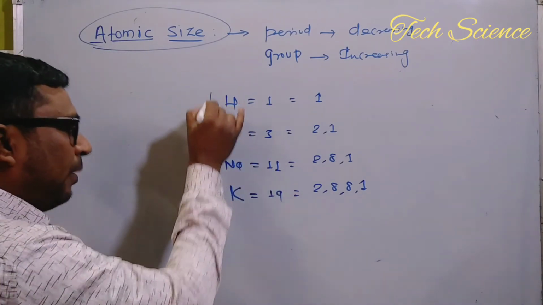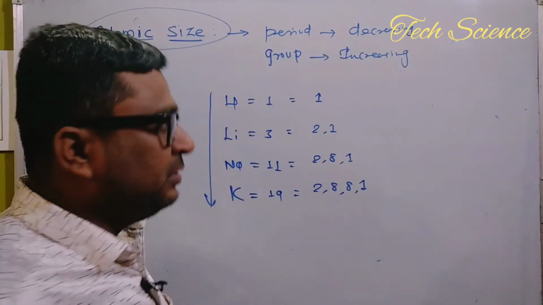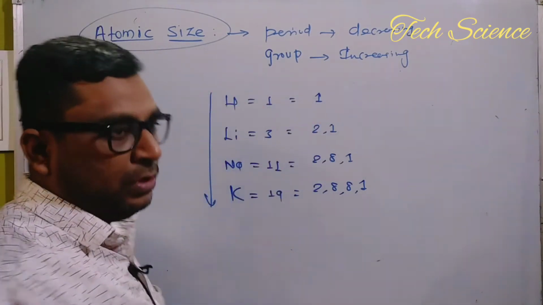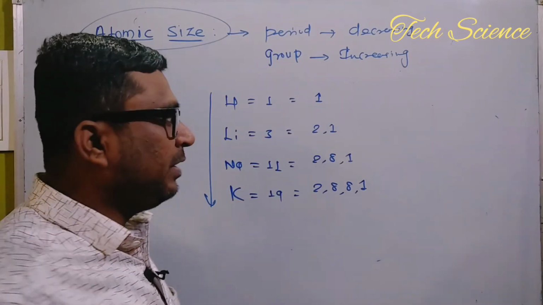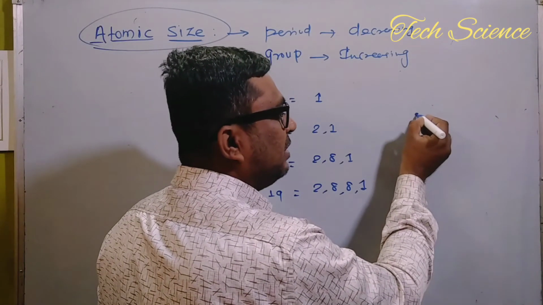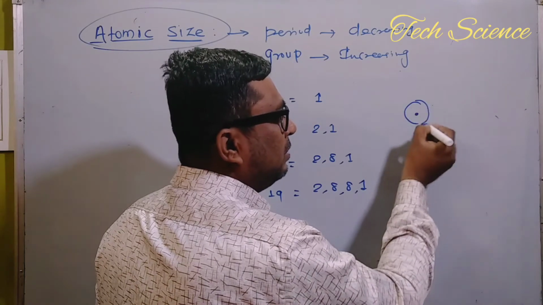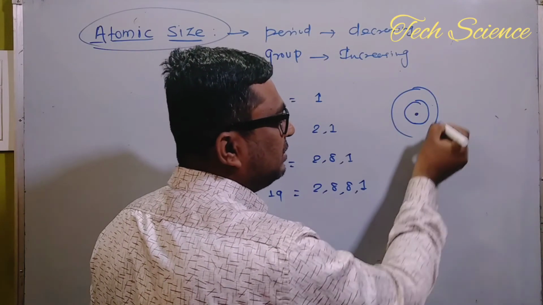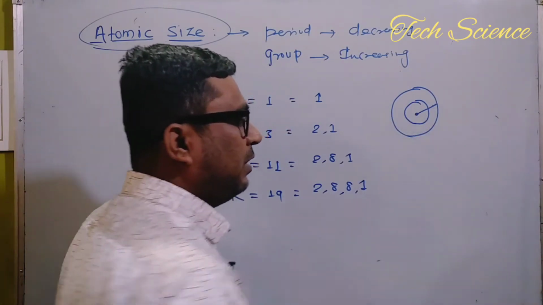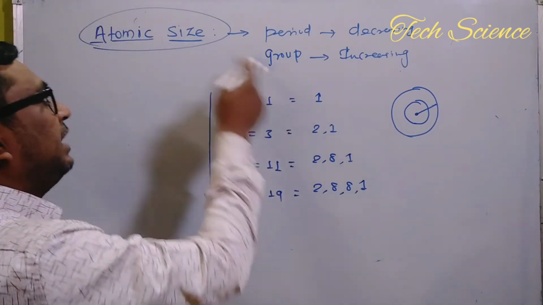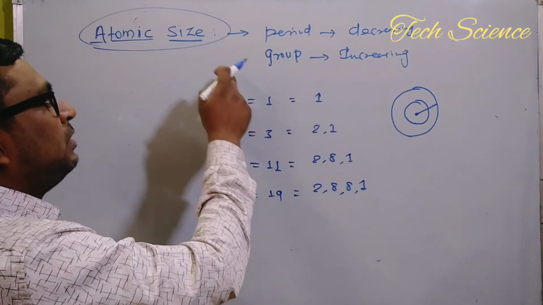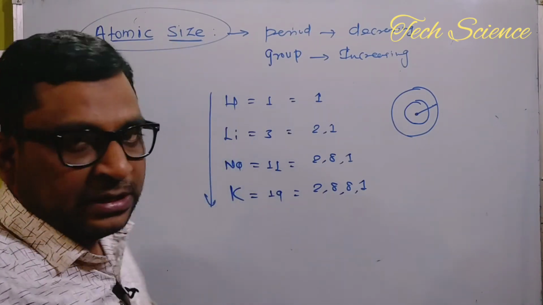So when you are moving from top to bottom, what do you observe? Just now I told you, what about atomic radius? Atomic radius is nothing but the distance between the nucleus and the outermost orbit. It is the distance. And atomic size is decided by atomic radius. On the basis of this, atomic size is decided.